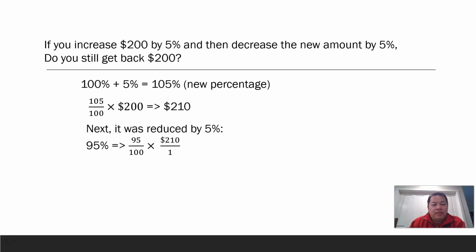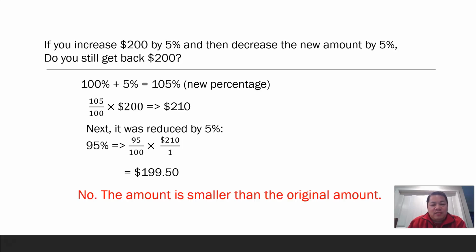Let's move on. Next, the new amount, $210, was reduced by 5%. So how do you get 95%? Basically, it was reduced by 5%. That's why from 100% you minus 5%, you get 95%. So 95% of the new amount, which is 95 over 100, then from there you simplify, you actually get $199.50. So the amount is actually smaller than the original.